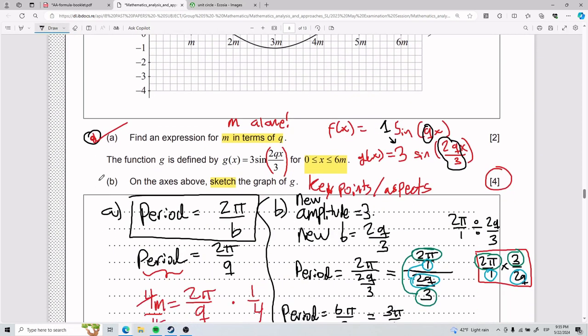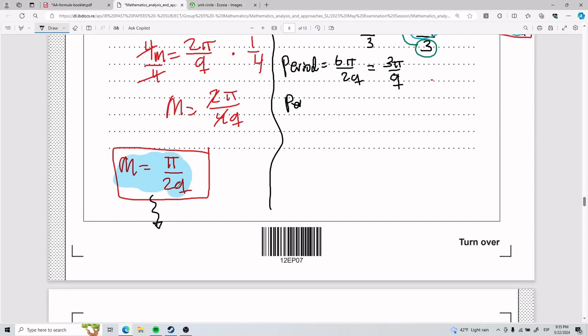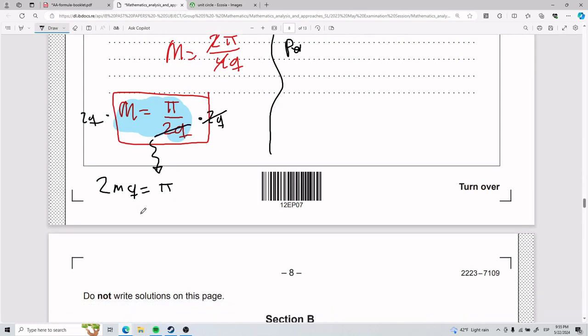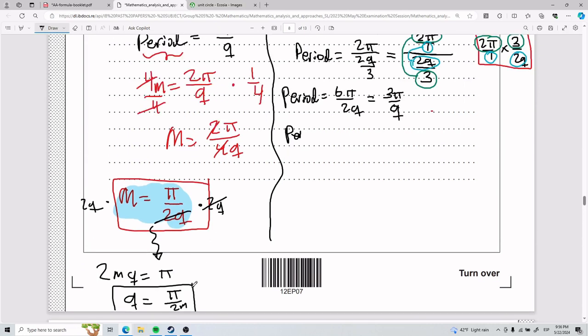And so lo and behold, what you need in part B comes from something you did in part A. So from this here, from part A, you can get q alone. And so you can do 2mq equals pi, right? If you multiply 2q to both sides. So this goes away with this. And if you get q alone, you can say that q has to equal pi divided by 2m. And so now I can plug it in over here, and you end up with 3 pi divided by pi divided by 2m.